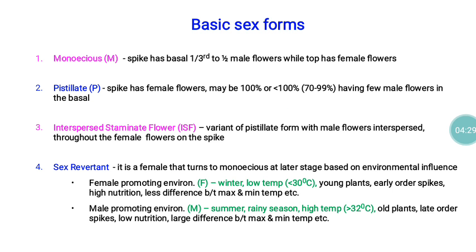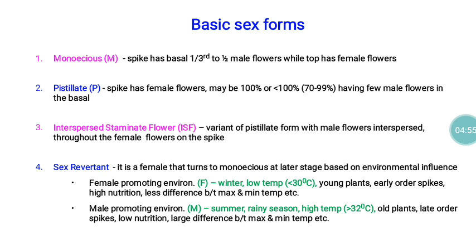Castor has different sex forms like monoecious, pistillate, interspaced staminate flowers, and sex reverted, so four different sex forms are available. If it is monoecious, on the same spike the bottom one third to half is occupied by male flowers, and the remaining top area is allotted to female flowers. That is the monoecious nature.